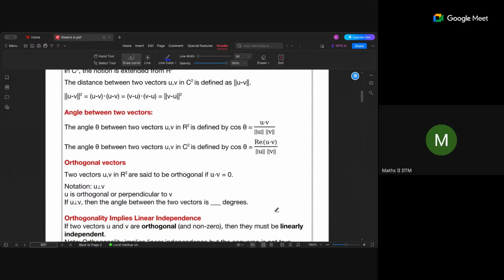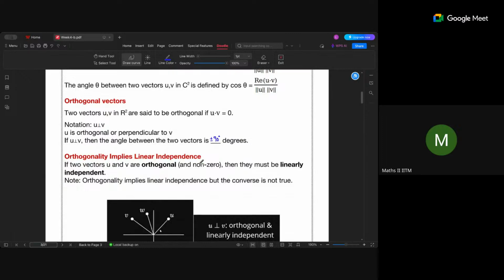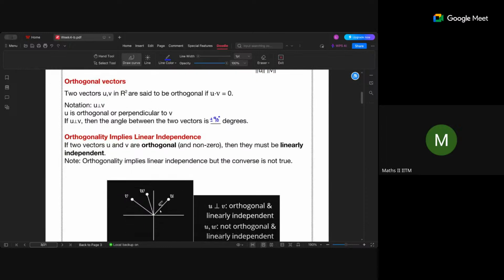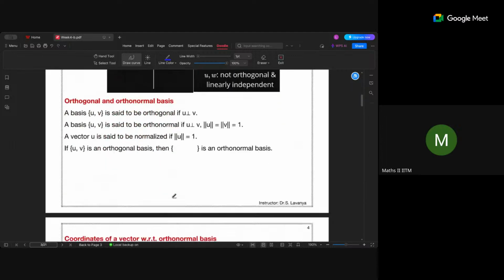Then we saw what orthogonal vectors are. In R2, do you remember, if two vectors are orthogonal, that is their dot product is 0, what is the angle between those vectors? Can anyone remember and tell? Yes, it is plus or minus 90 degrees. Also we saw that orthogonality implies linear independence. If two vectors are orthogonal and non-zero, then they must be linearly independent. What about the converse? We saw that the converse is obviously not true. These two are linearly independent, but they are not orthogonal.